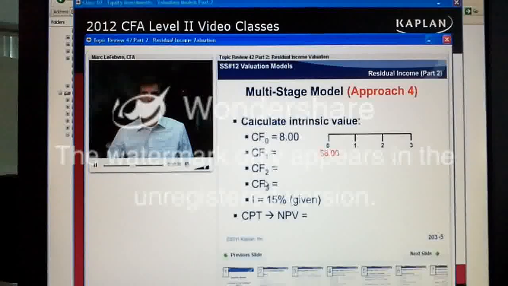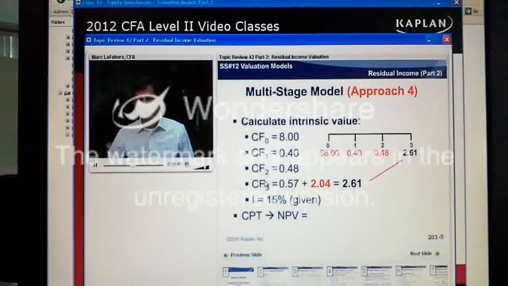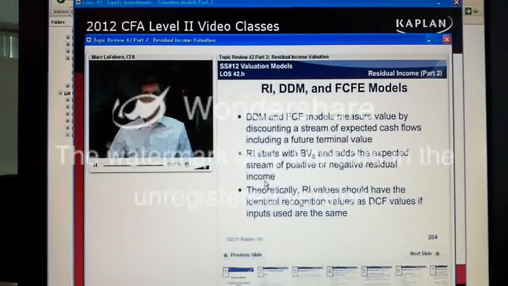Cash flow in year 0, $8. Year 1, 40 cents. Year 2, 48 cents. Year 3 should be the 57 cents plus the $2.04 that we just saw, the premium of the price over the book, that 1.1 multiple, plus the 69 cents, moved back to T-1. So from year 4 to year 3 is T-1. We add it to the 57 cents, and we get $2.61. We present value those cash flows back by the respective time periods at 15%, and we get a little bit higher value in this case of $10.43. So that's how you should be able to walk through all the different stages of the multiple stage residual income model.